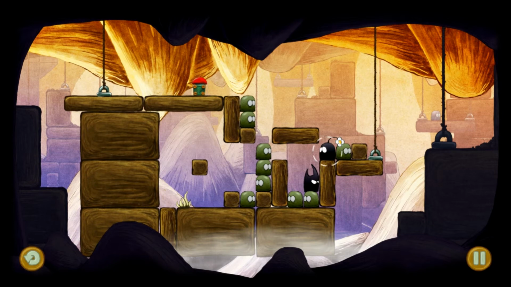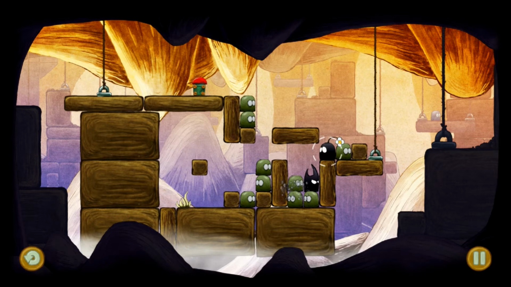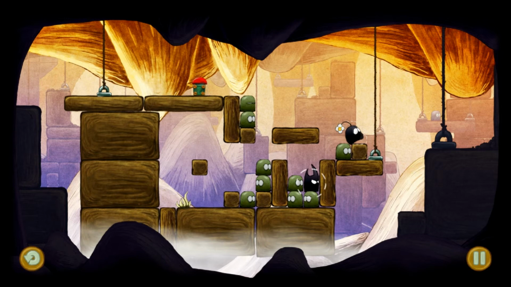And it looks like I can get a guy here by bringing that guy in. So now this is looking good. I might be able to do this. I'm almost there.